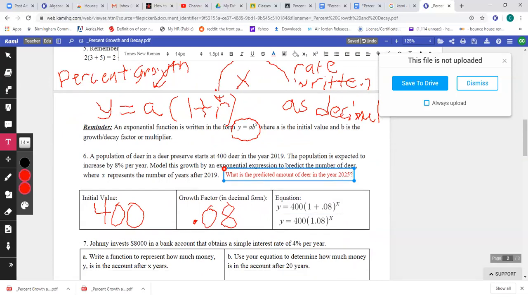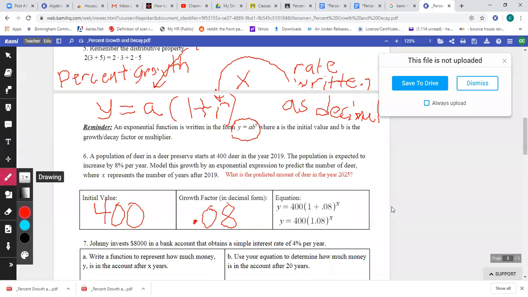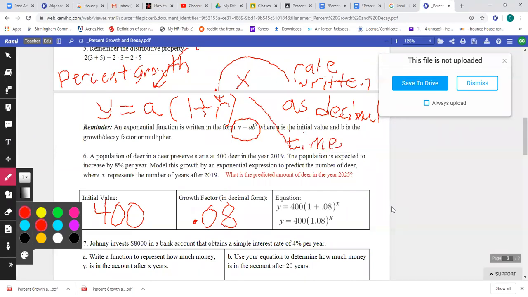Now, what was our initial year? 2019. And now we want to predict how many deer there are in the year 2025. So I'm going to see how many years it takes to go from 2019 to 2025. Well, 2020, 2021, 22, 23, 24, 25. This is a 6-year difference. The x here will always represent time, so I should add that up here. Usually for these exponential problems, time is x.